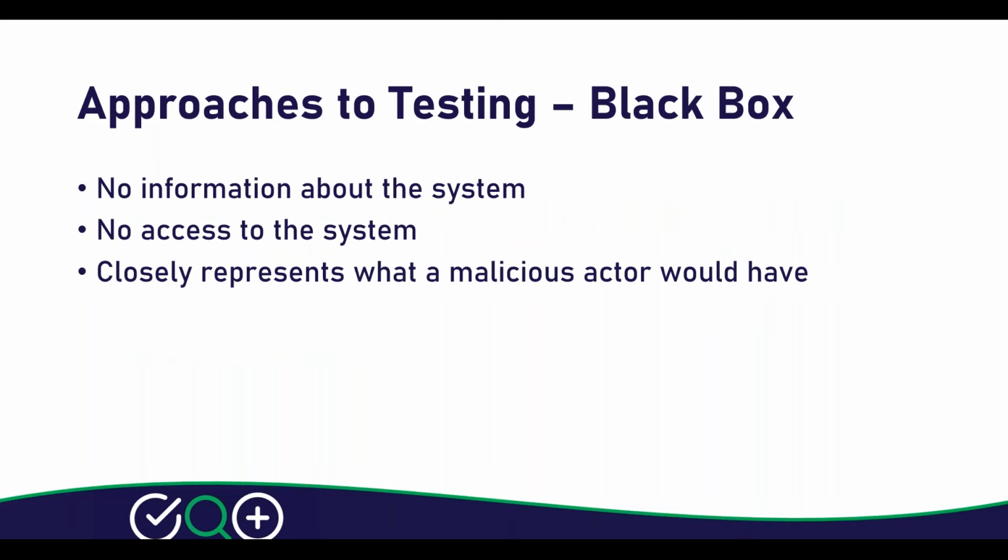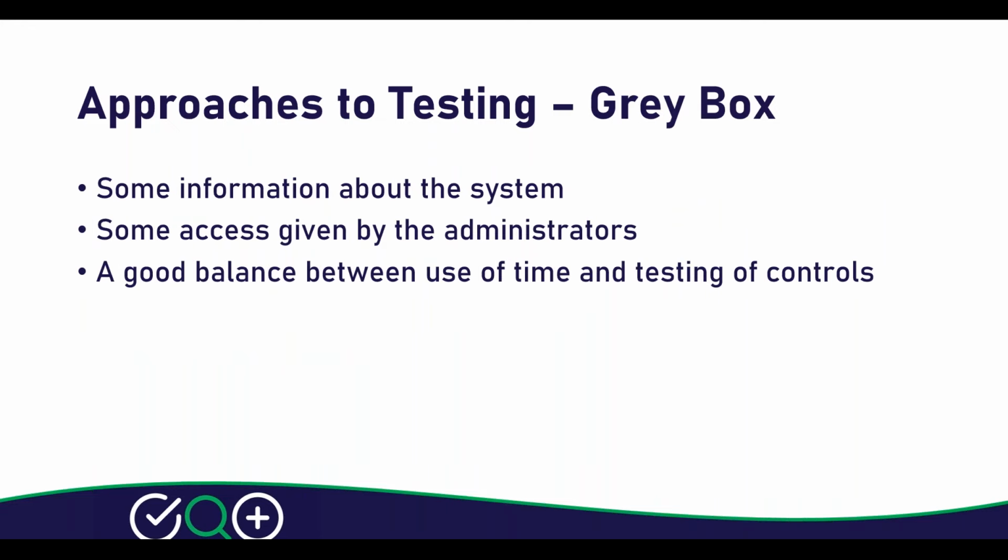In black box testing, the tester is given no information about and no access to the system. This most closely represents what a malicious actor would have. In a gray box test, the tester would have some information about the system and some access would be given by the administrators. This is a good balance between the use of time and testing of controls.